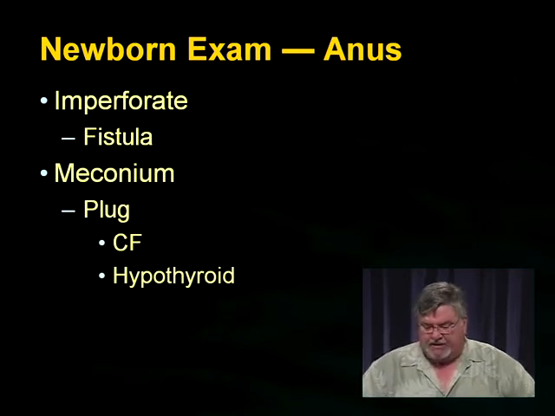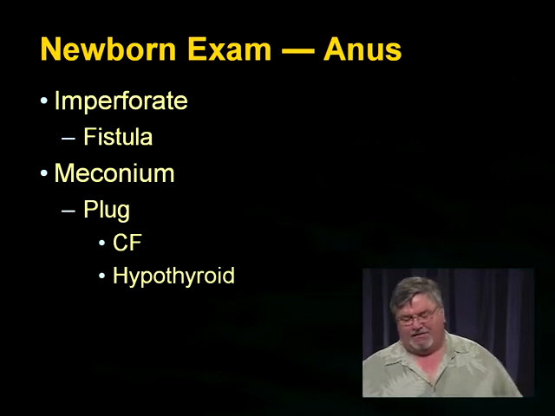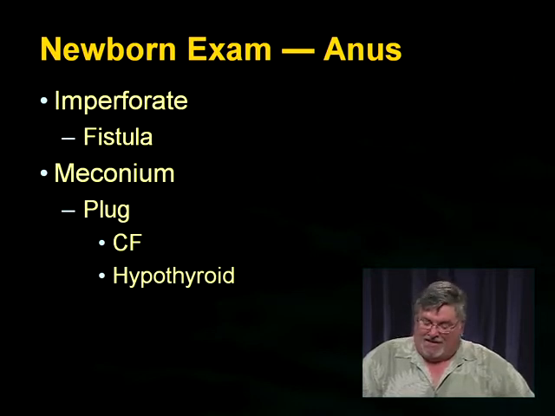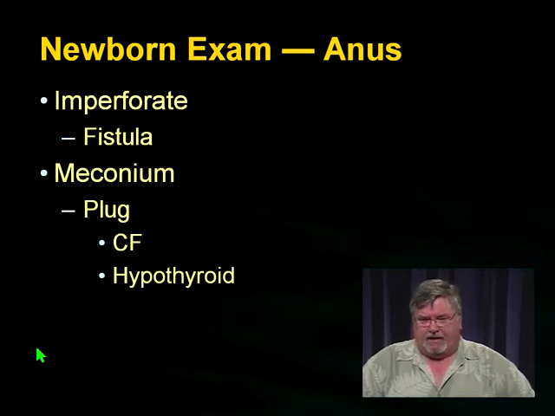Anus, if you don't look for it, you ain't going to find it. So many children born with imperforate anuses actually have external fistulas, so they'll still poop. They just don't poop out of the correct hole. And in females, they can have sort of urogenital fistulas, so they can poop out of their vaginas as well.